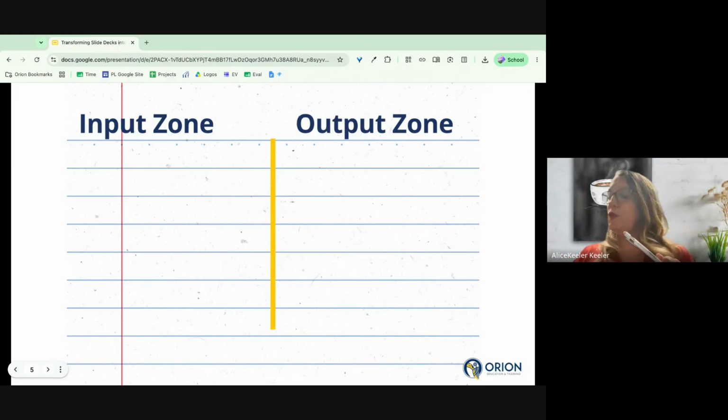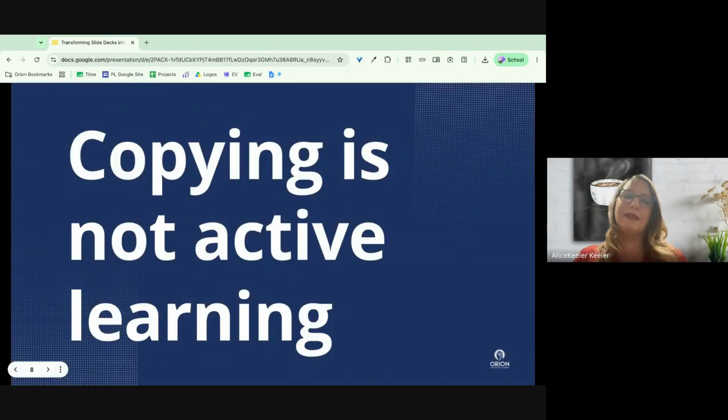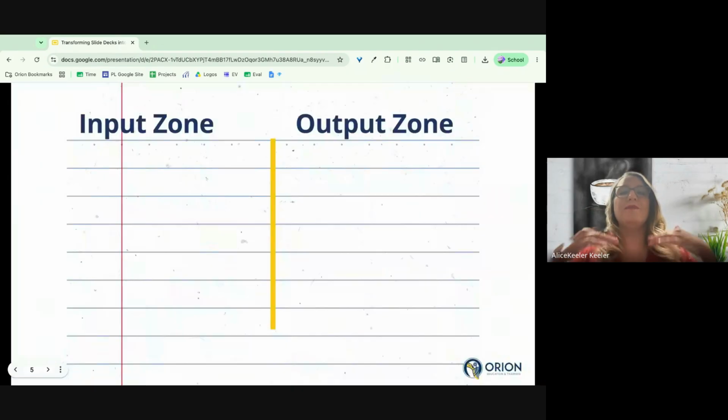So if you want to take that paper and draw a line and you have your input zone and your output zone, the only reason I'm bringing this up, because it is about the topic today, is that when we do active learning, we don't want the students to just copy down their notes. Copying is not active learning. We want them to think about what they're learning. So creating graphic organizers, and this is just one idea for a graphic organizer, helps students think, okay, here's what I'm learning. What am I going to do with it?